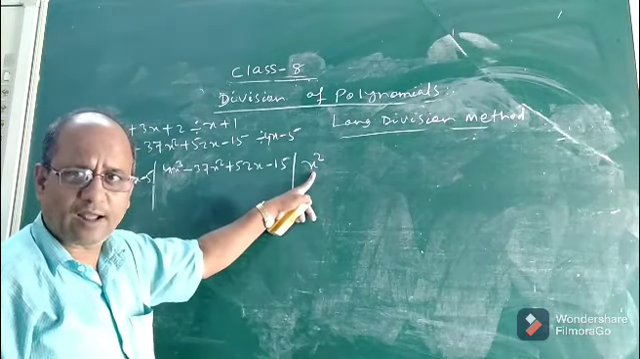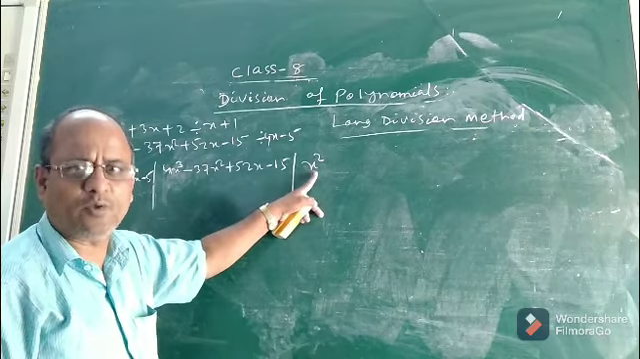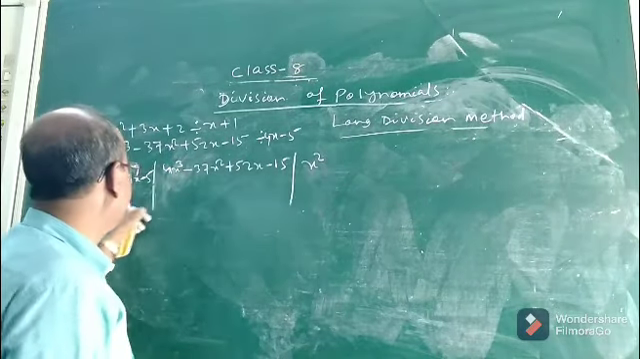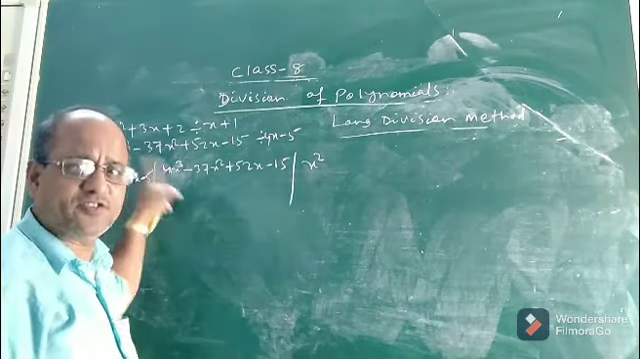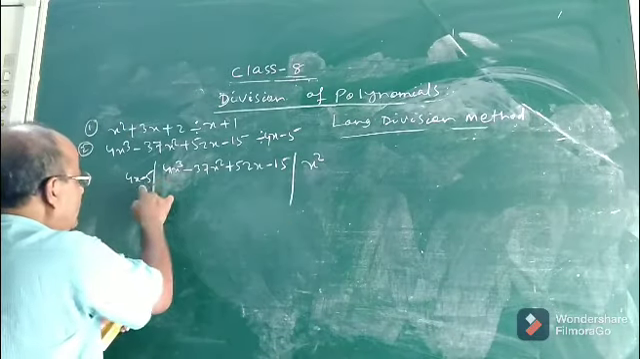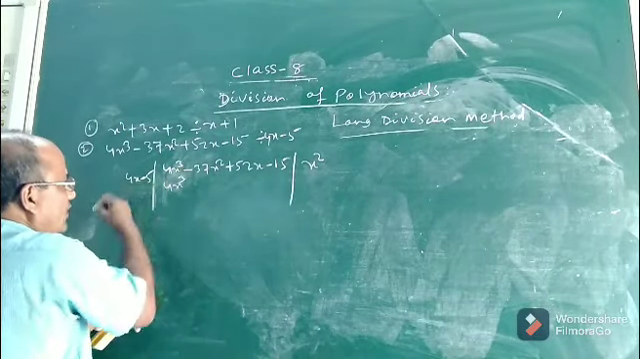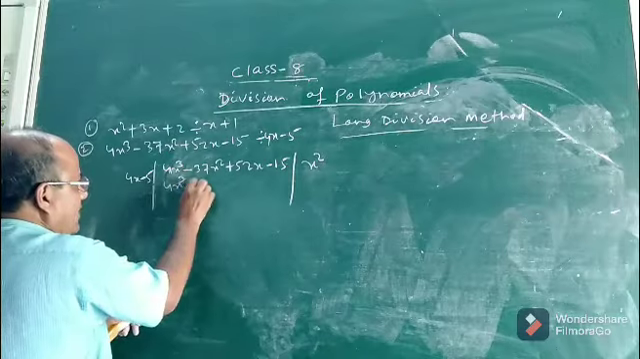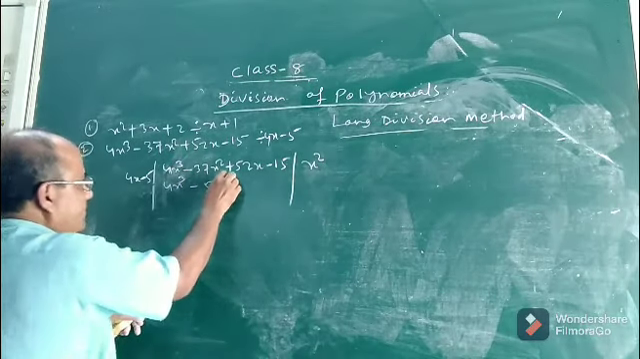Now this x square, after getting the first term of the quotient, what will we do? We will multiply it by the divisor, I mean each term of the divisor. So x square into 4x gives 4x cube. x square into minus 5 gives minus 5x square.